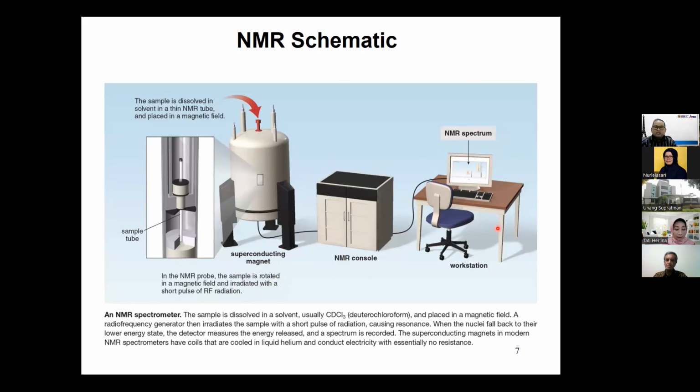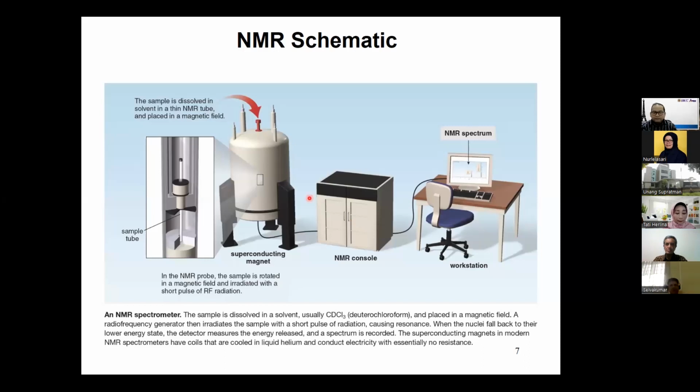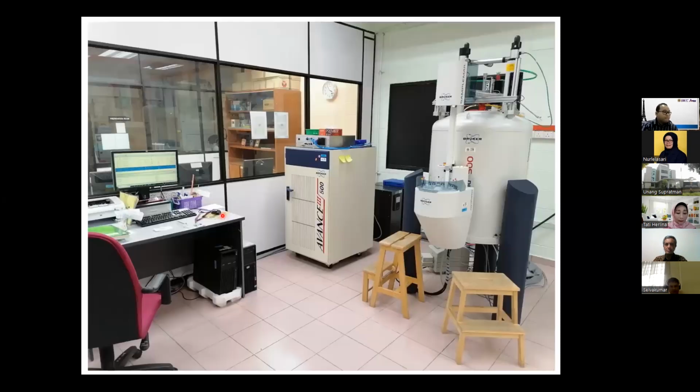And also this is the workstation. We send a command to the NMR console, the brains, and they analyze what to do next, what experiment we want. There should be communication between the NMR workstation, NMR console, and superconducting magnets. So this is our NMR setup here.